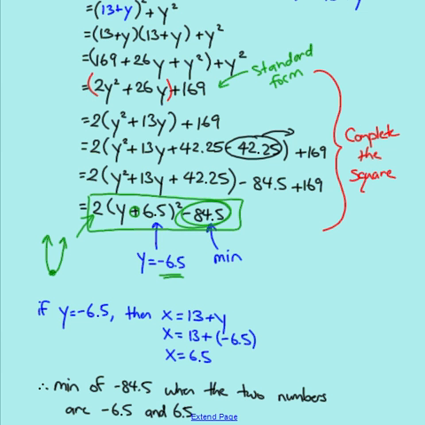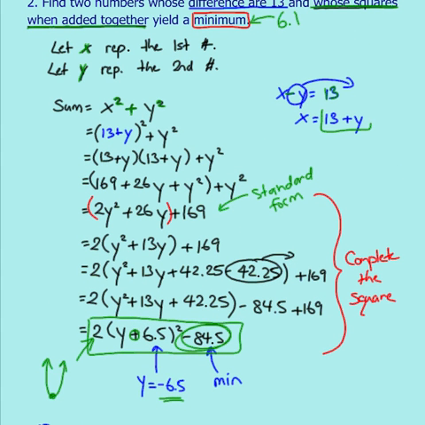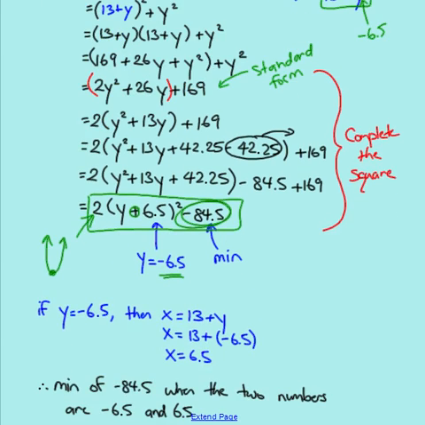That means that you've now found one of the numbers. To find the other number, you know that x equals 13 plus y, and you just figured this out. It was negative 6.5. So you can easily figure out what x equals. And then you have both the numbers. So the two numbers, 6.5 and negative 6.5, give you a minimum of negative 84.5. Okay, let's try one last one.